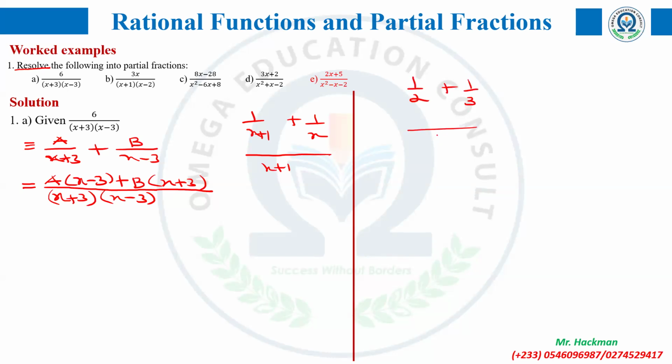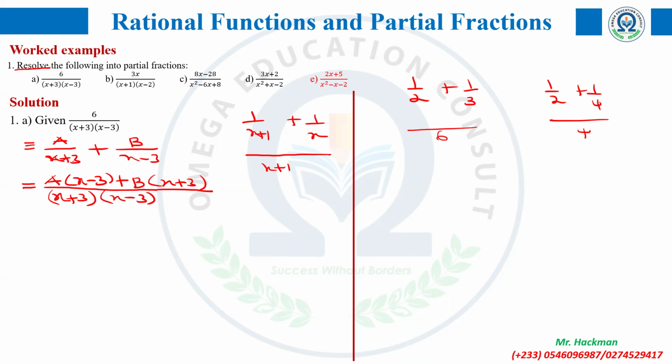What will be your LCM? 6. How did you get the 6? By multiplying this and this, is that not it? Because this is not a factor of this and this is not a factor of this, you can't write one of them as the LCM. If you had 1 over 2 plus 1 over 4, what will be your LCM? 4. Because this is a factor of this, it then becomes the LCM. But when you realize that none of them is a factor of each other, then what do you do? You multiply. So that will give you the 6.